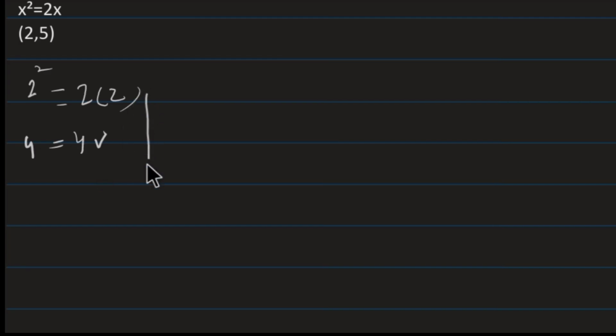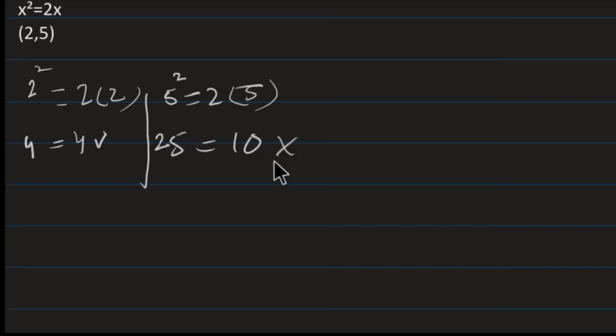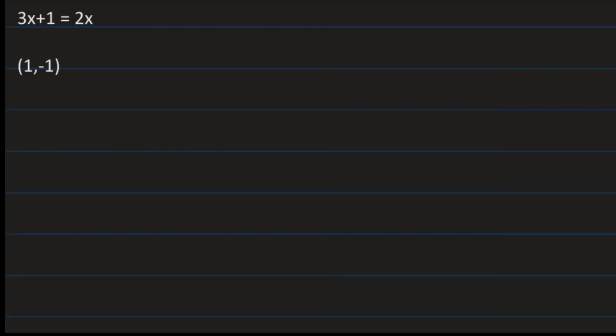Now we try x equal to 5. If we replace x with 5, we get 5 squared is equal to 2 into 5. So 5 squared is 5 times 5, which is 25, and 2 fives are 10, which is not true. So 5 is not a solution of the given equation, or the given equation is not true for x equal to 5.